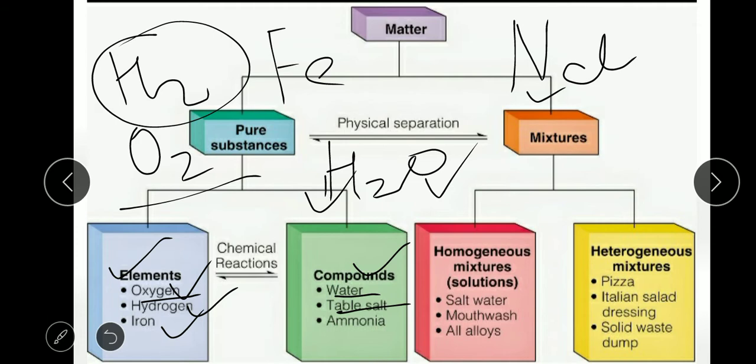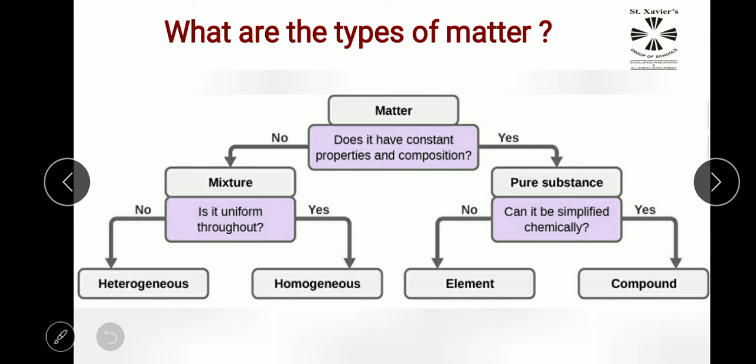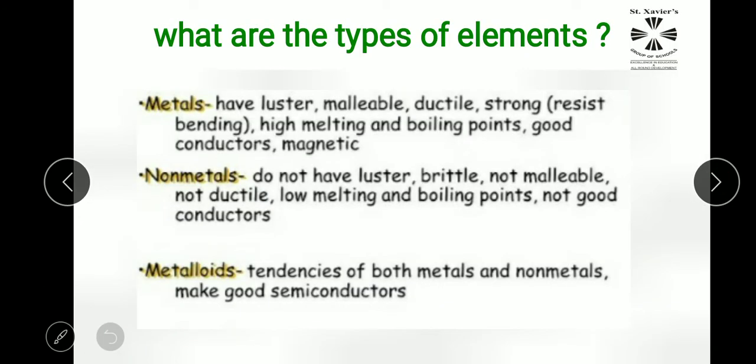So we got the answer for the first question. What are the types of matter? We are having two types of matter: mixture and pure substances, which are further divided into heterogeneous, homogeneous, and elements and compounds, students. So this is the answer for our first question. Let's move to the second question.